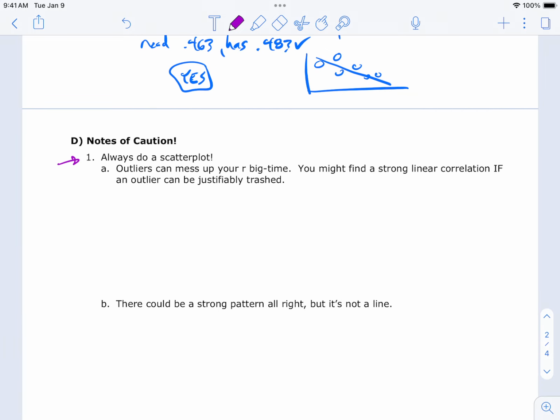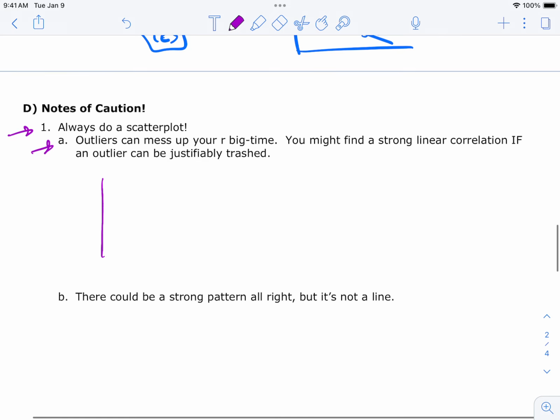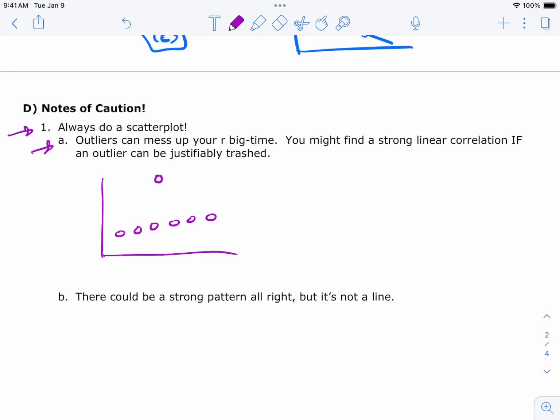For one thing, an outlier can mess up your R. So in other words, let's say you had some data that did this. Perfect linear correlation, except, whoop, we also had this data point. Well, that's going to mess up your R big time. And so you might even conclude, oh man, there's no linear correlation here. What a bummer.